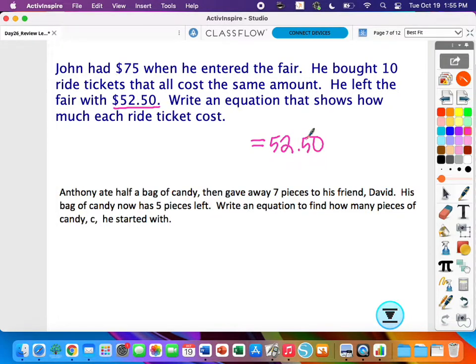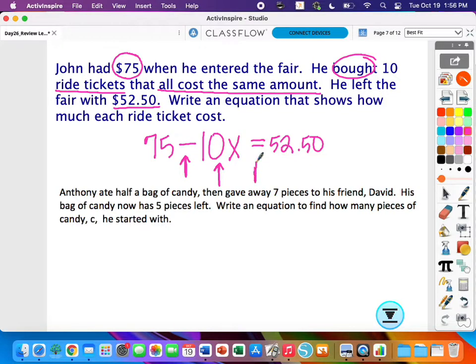And you ask, well, how did I get to that $52.50? Well, what did he start out with? 75. That's going to go first. Then he bought 10 ride tickets. So minus, because bought, 10 ride tickets. Well, we don't know how much they cost, but they all cost the same amount. Well, that same amount can be X. So minus 10 times X. So $75 is what he started with, and then he bought 10 ride tickets, and now it equals his $52.50, or his total.